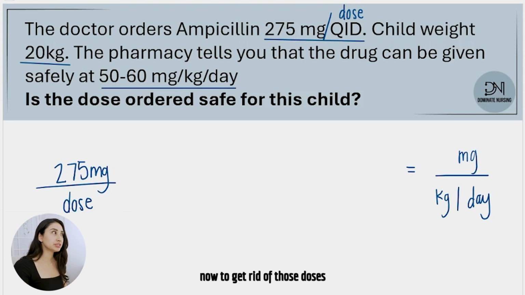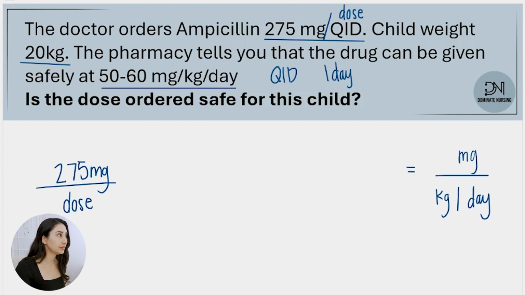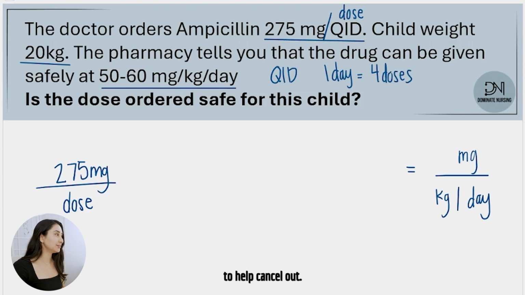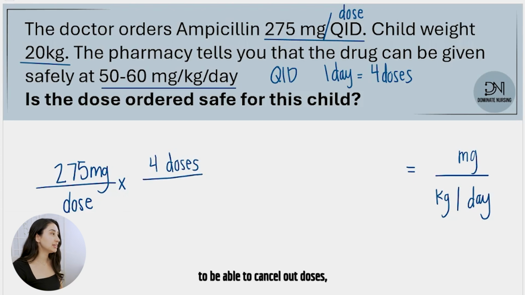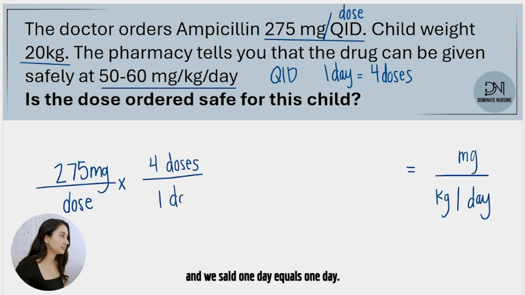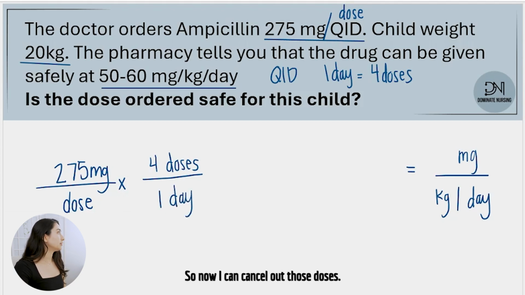Now to get rid of those doses, I know that QID is 4 doses in 1 day. So 1 day equals 4 doses. I'm going to write that conversion up here just as a reference. I can now use this unit conversion to help cancel out. So I'm going to plug this in, making sure that I put those 4 doses in the numerator. Why? Because in order for me to be able to cancel out doses, I need to make sure I have the same unit on the top in the numerator and in the bottom, the denominator. So 4 doses, and we said 1 day equals 1 day. So now I can cancel out those doses. Everything's looking great so far.